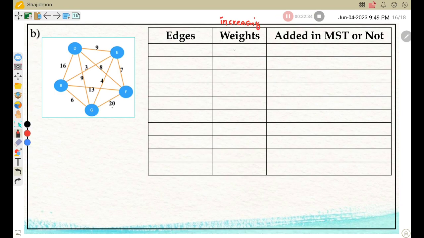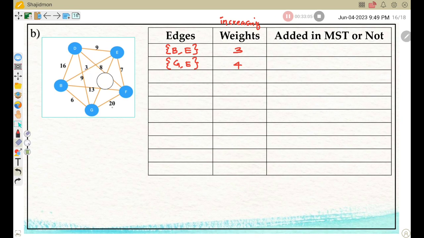Increasing means first the small element, then higher elements. So which is the smallest one here? 3. You can see 3. Correct? 3 means what is that edge actually? BE. I can write BE. Now which is the next one? 4. Here 4 is there. What is 4 actually? GE. The edge GE. That is 4.